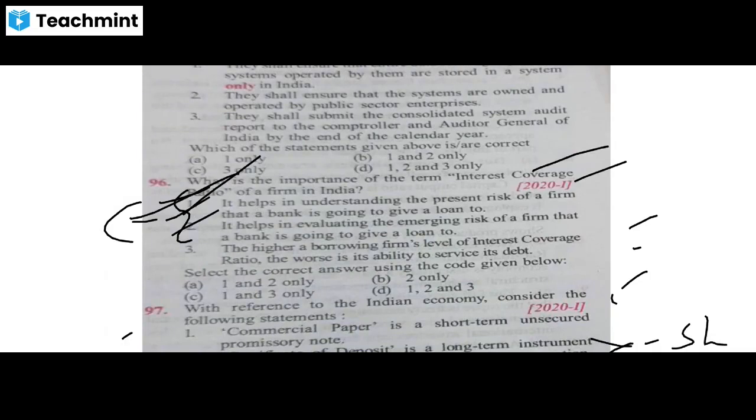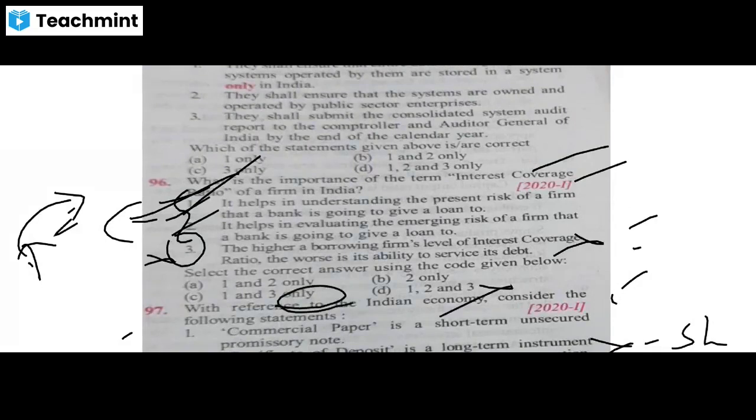And look at statement 3. Here they are saying the higher a borrowing firm's level of interest coverage ratio, the worse is its ability to service its debt. This is wrong, as we have discussed. If your interest coverage ratio is increasing, then the possibility to repay the debt is also increasing. That means this statement is incorrect. If you eliminate the third statement, then you can easily get the answer: A, 1 and 2 only correct.